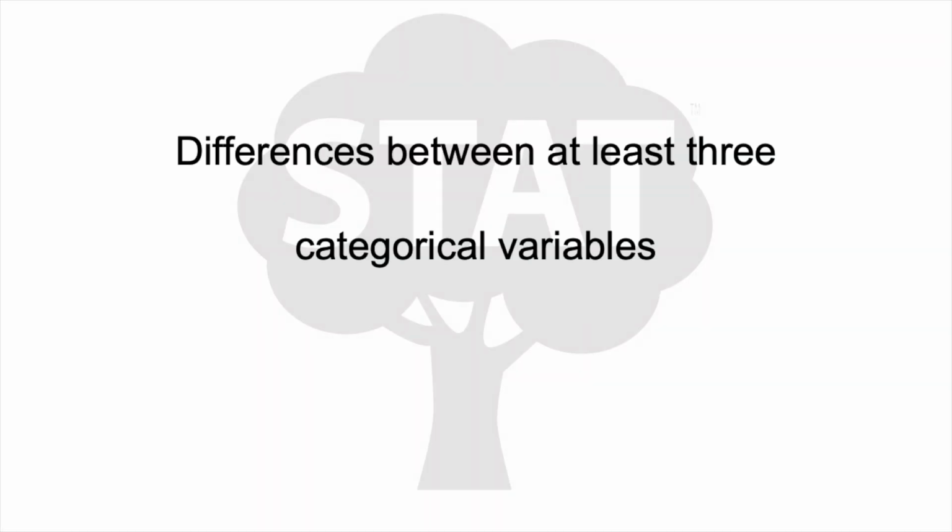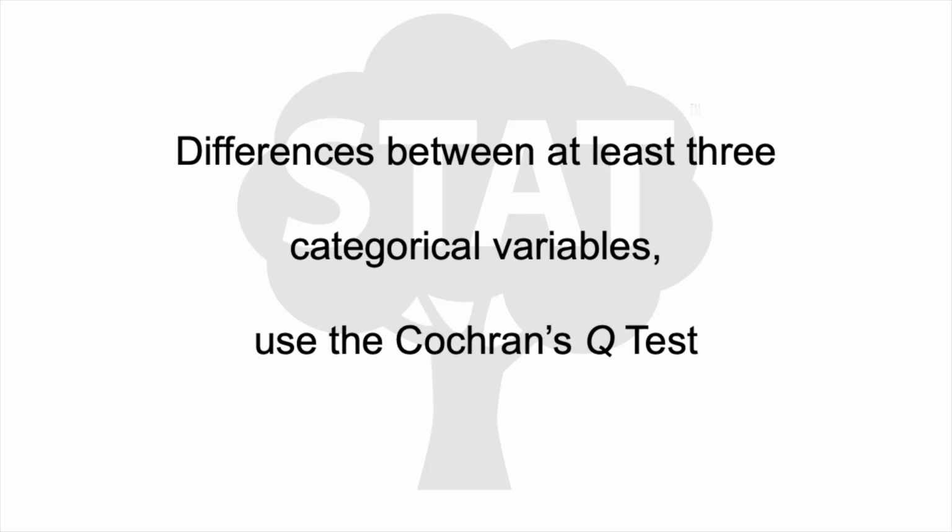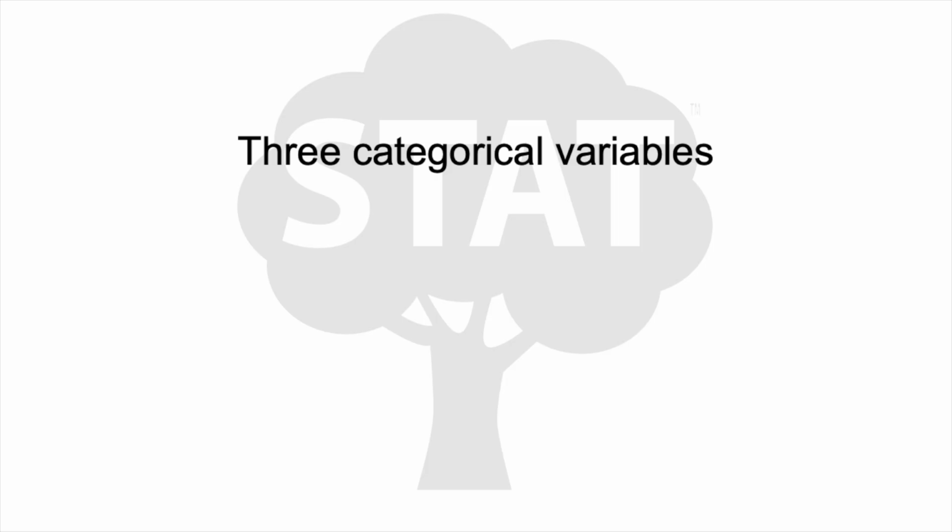To test whether there are differences between 3 or more categorical variables, the Cochran's Q test would be appropriate. This test is similar to the Repeated Measures ANOVA, but for categorical variables. You will need 3 dichotomous categorical variables in order to run this test.